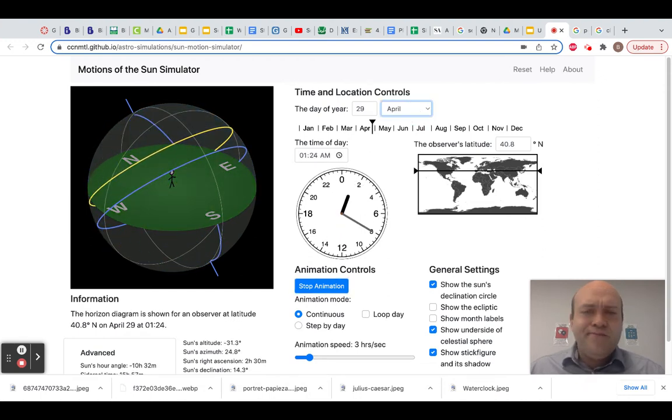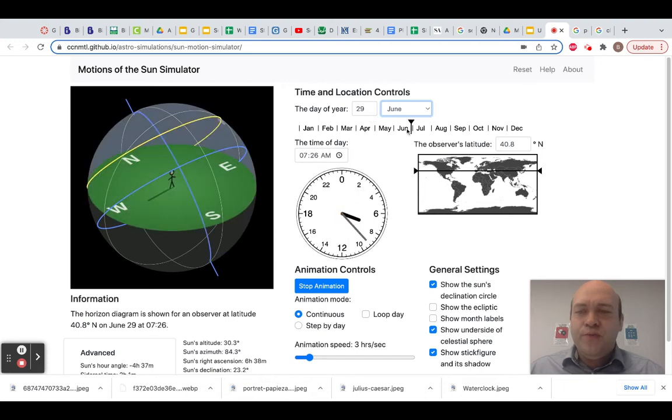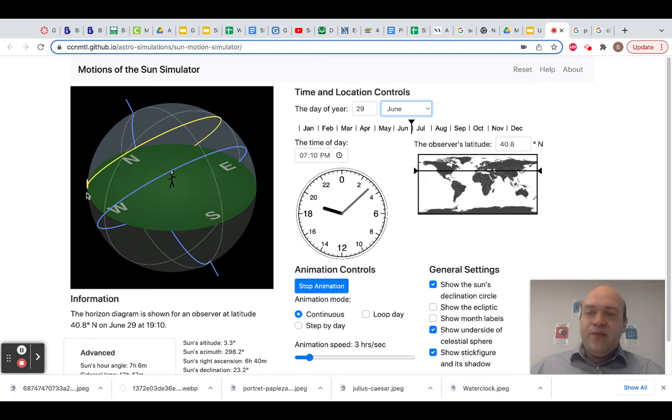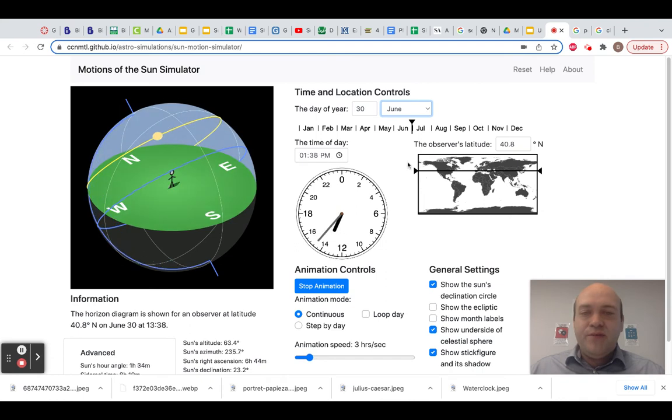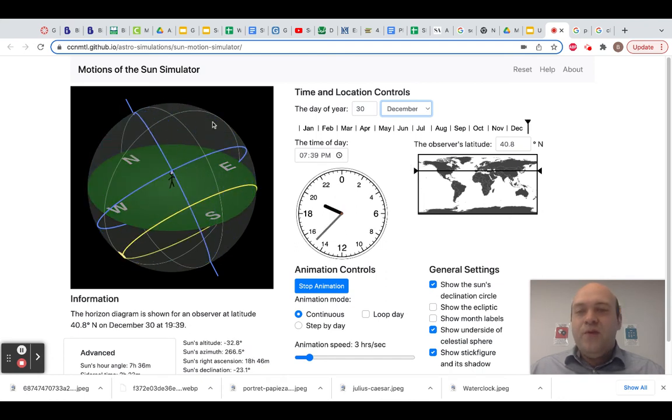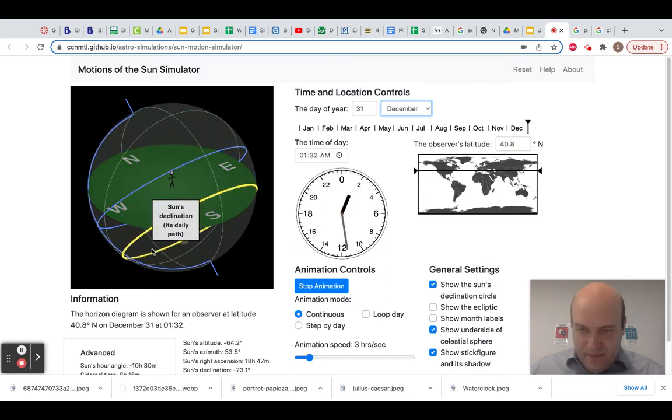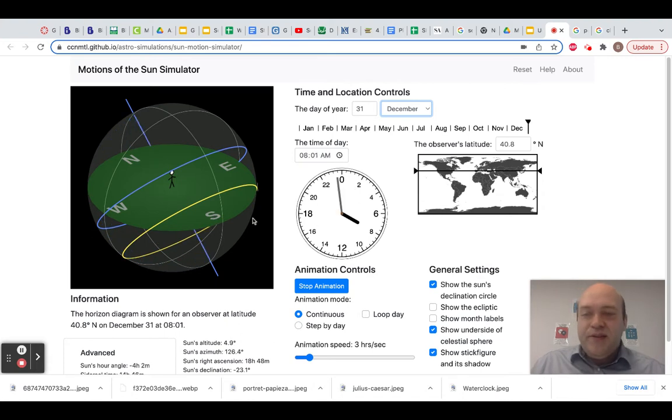If I go forward into, say, June, now the sun is more directly overhead. We're getting more hours of sunlight. Whereas if I advance ahead, say, into December, it's now shifted all the way down, and we're tilted away from the sun. We're not getting as much sun.